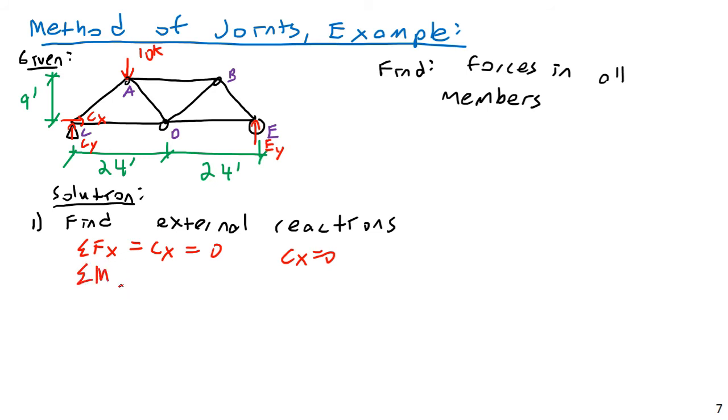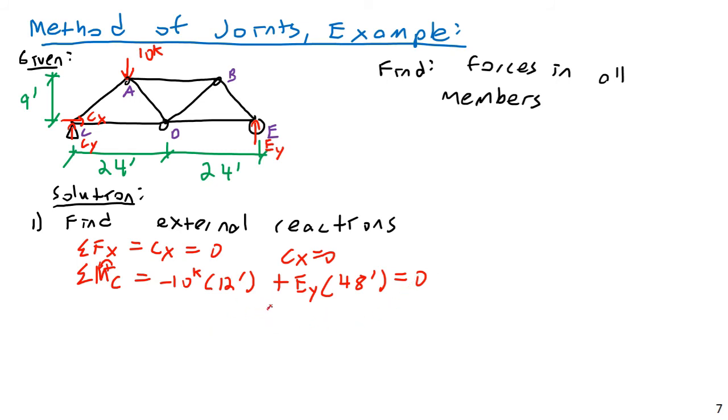And even then, I need to do a balance of moments. So I think I'm going to do a sum of moments about point C. That would work out pretty well. I'll have 10 kips, negative because it's going to be clockwise about point C, times a moment arm length of 12 feet, and then plus EY, positive moment because counterclockwise, times a moment arm length of 48 feet. All of this is equal to zero because this is in equilibrium.